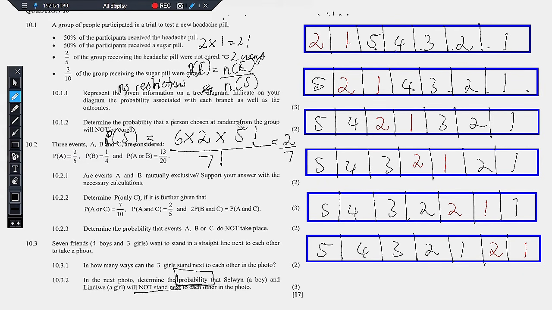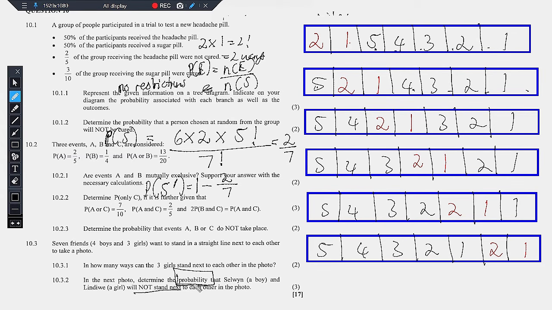But then remember, complementary event, we are not looking for the probability of Lindiwe and Selwyn standing next to each other. We are actually looking for the probability that they will not stand next to each other. So in order to get that, we can say the probability of them not standing next to each other is 1 minus the probability that they will stand next to each other. So that's how complementary events work.